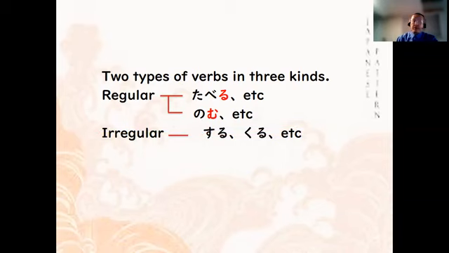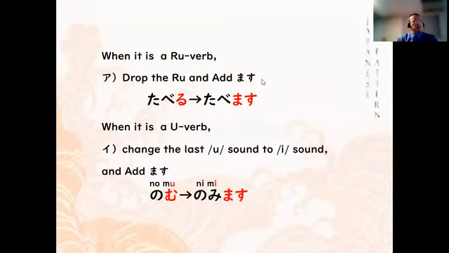But for the regular, you have two kinds. One is called the u-verb. One is called the ru-verb. You should have read about it in the textbook. Okay, you have the ru-verb and you have the u-verb. So that is the two kinds and three types. Now, what's the rule for conjugation?